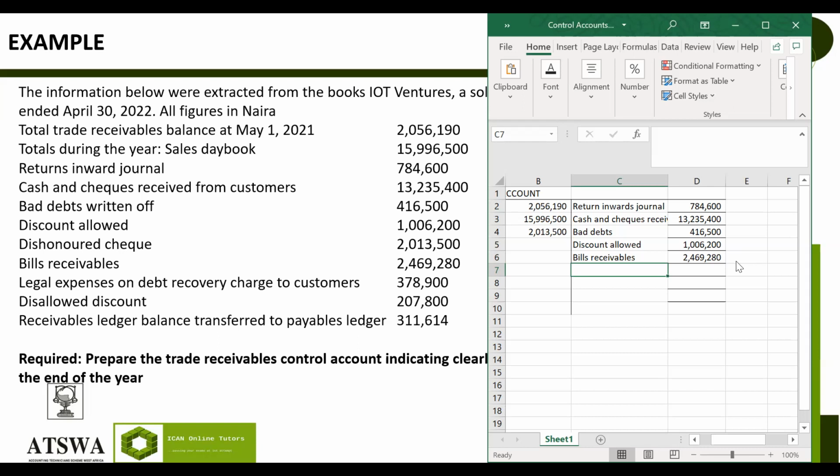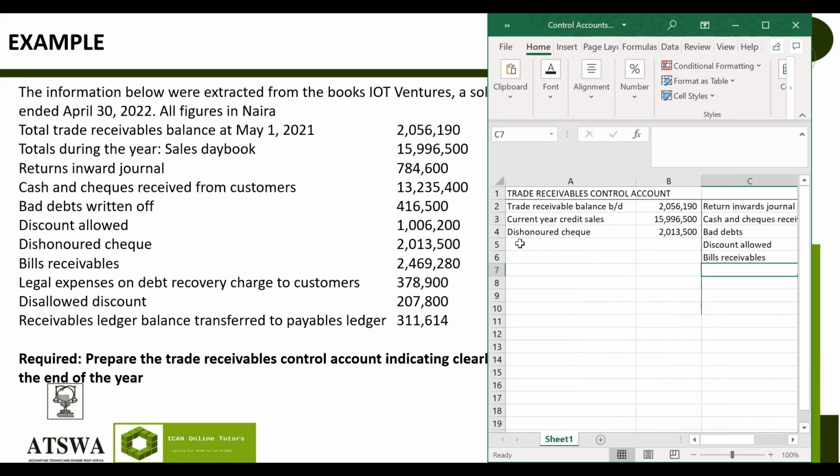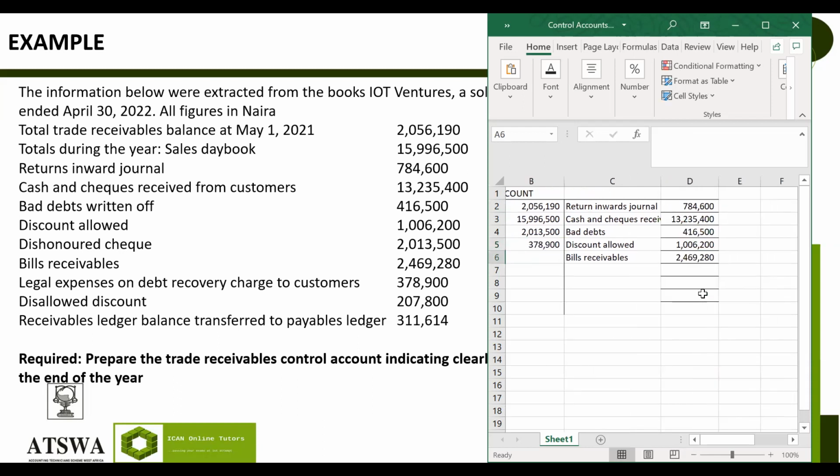What about legal expenses on debt recovery charged to customer? Will it be on the debit side or the credit side? On the debit side. Why? Because it's an expense on how to recover the debt. We are incurring additional expenses, so most likely we'll transfer all these costs to increase the amount the guy is still owing us. 378,900. Did I put the amount for bills receivable?